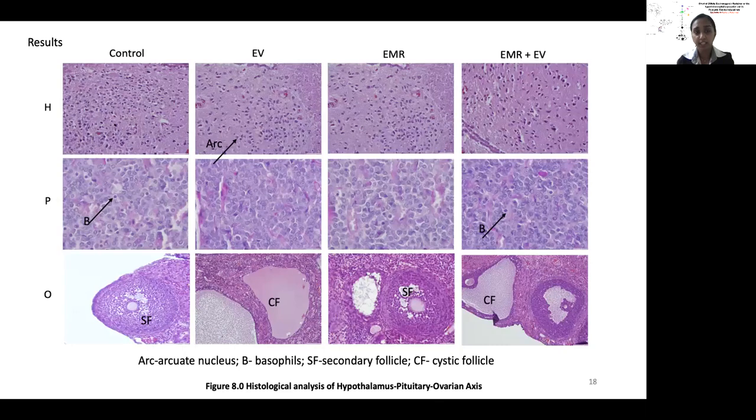This is the histology of how the HPO axis looks. This is the arcuate nucleus in the hypothalamus. These nuclei contain the neurons that we were interested in. This is the pituitary, which contains three major types of cells. You have basophilic cells, which show purple staining nuclei. If you see pink staining, those are known as acidophils, and anything clear like these here are known as chromophobes. We were interested in the purple staining ones because those are the basophils, and they are the ones that secrete LH and FSH, right? And we also looked at the ovary, the follicles, and the cystic follicles.